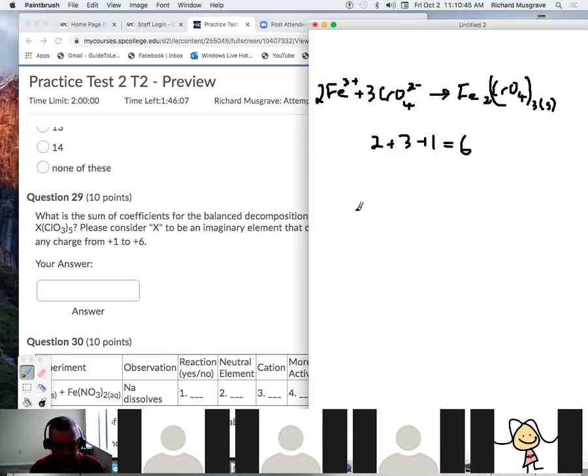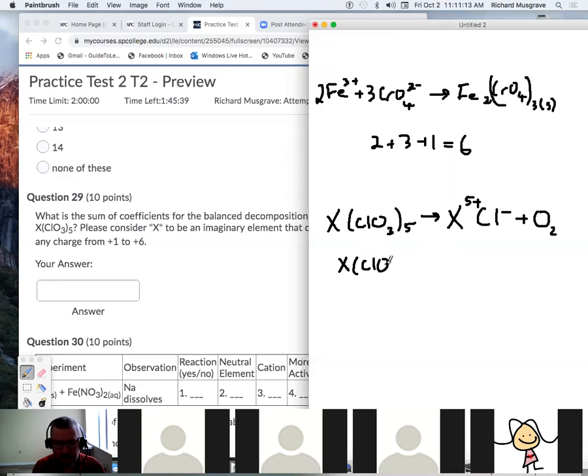Decomposition reaction. So we've got HClO3,5. We know it's going to form something with X and Cl minus. The X is going to be 5 plus. And then we'll have O2 as a product as well. And the reaction then will look like this.